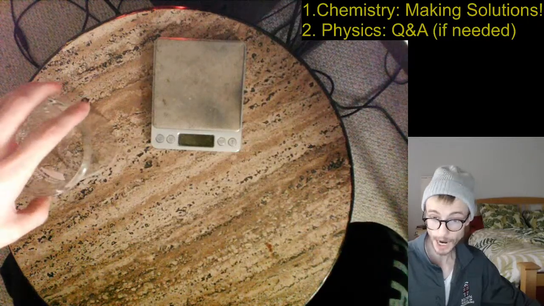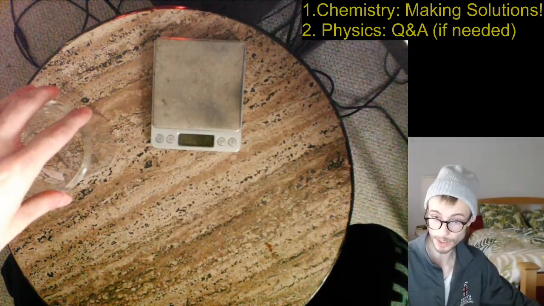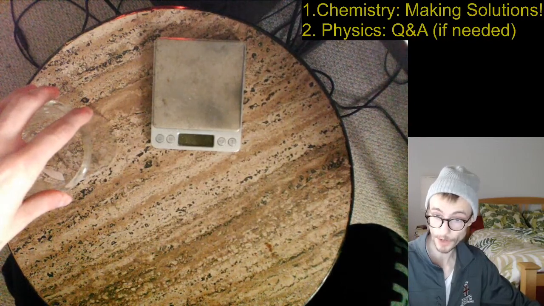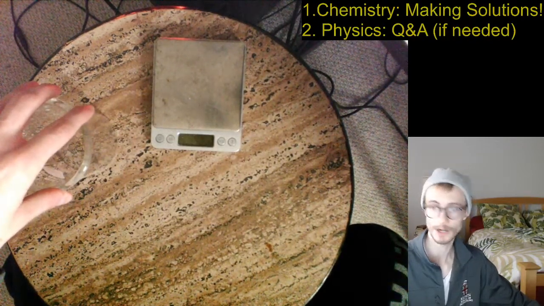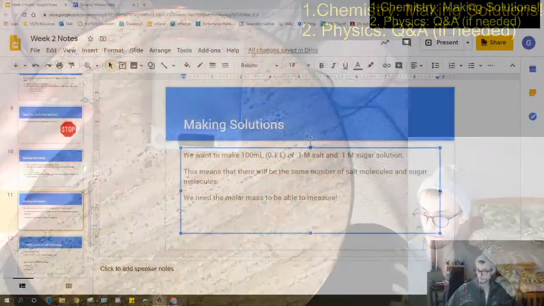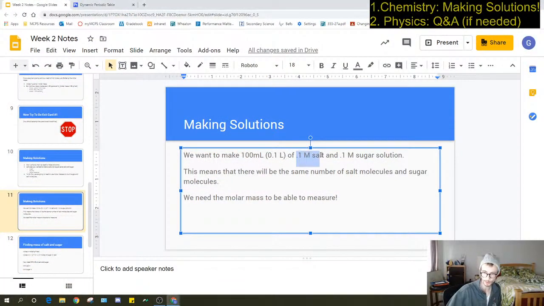Okay, now next I want to say that I have a 0.1 molar concentration of salt and a 0.1 molar concentration of sugar. So notice that these numbers are the same, 0.1 for both of these. So if the concentrations are the same, the molarities are the same, that means it's equal strength of both those things. Does that make sense? So this means there'll be the same number of salt molecules and sugar molecules.